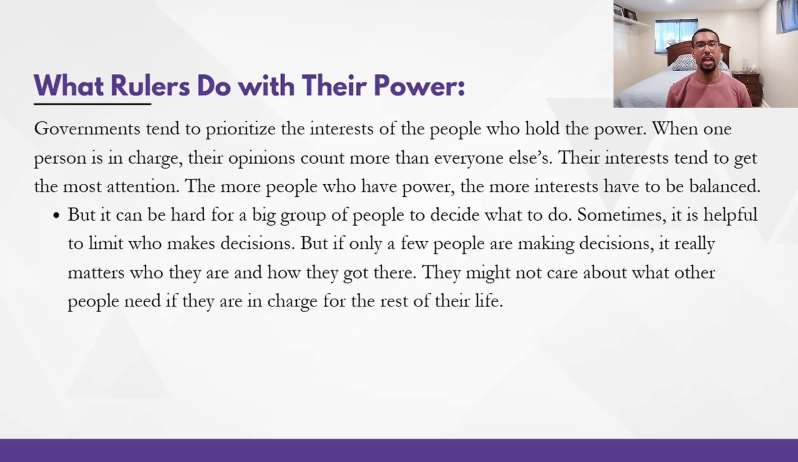Speaking of power, what do the rulers actually do with their power once they have it? In some ways, this is the most important question of all. Governments tend to prioritize the interests of the people who hold the power. When one person is in charge, their opinions count more than everyone else's. Their interests tend to get the most attention. The more people who have power, the more interests have to be balanced. But it can be hard for a big group of people to decide what to do.